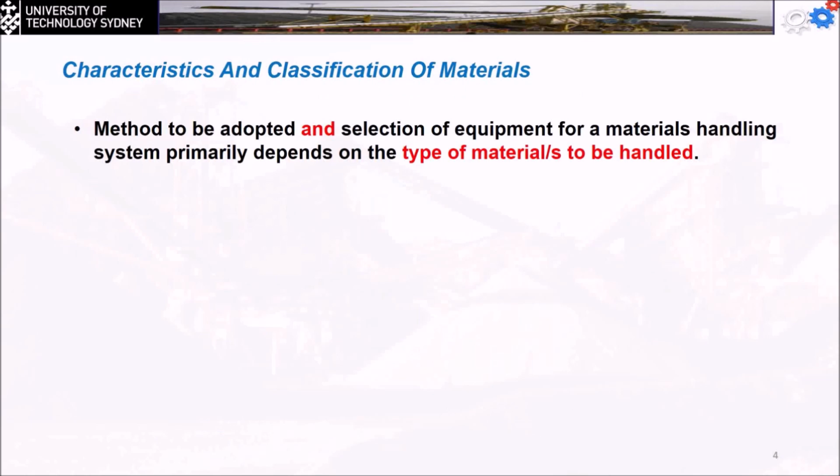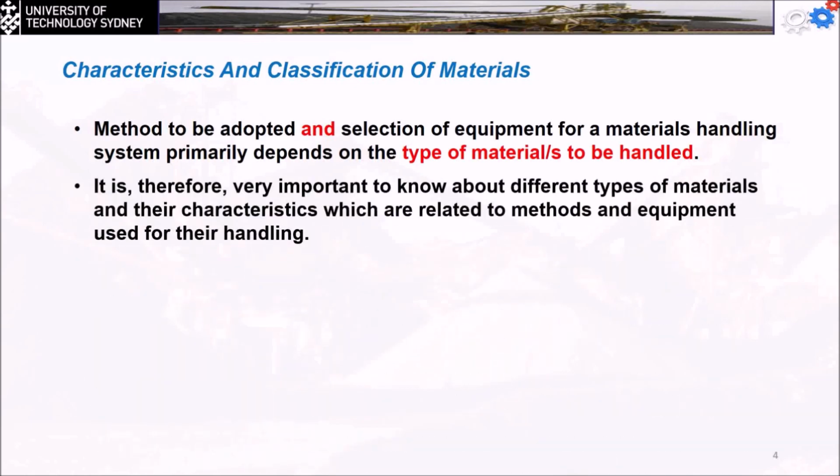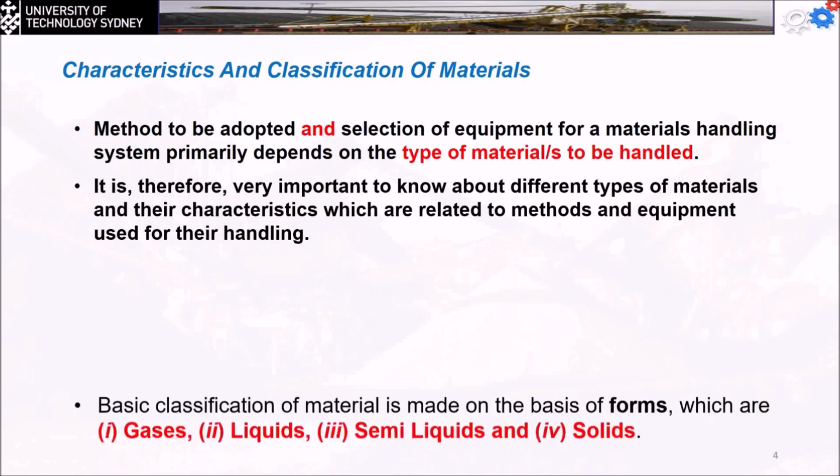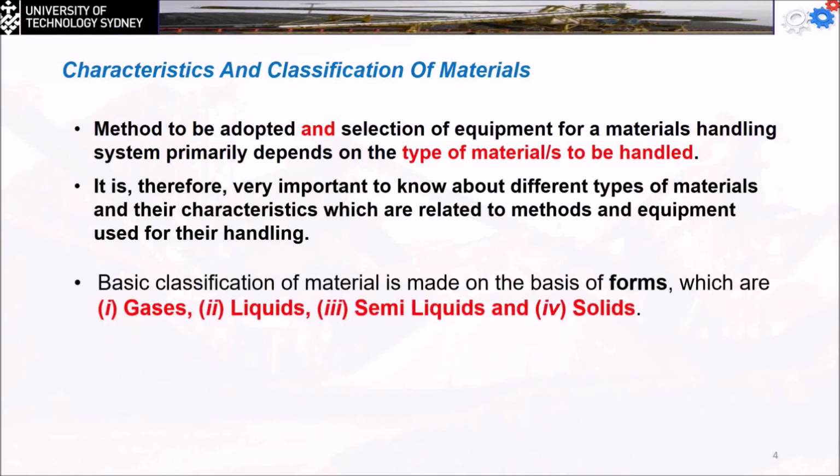And so the characteristics and classification of the materials, the method to be adopted and the selection of the equipment for the material handling system primarily depend on the type of materials to be handled. Therefore, it's very important to know about the different types of materials and their characteristics, which are related to the equipment used for their handling. The basic classification of materials is on the basis of their forms, which are gaseous, liquid, semi-liquid, and solid.